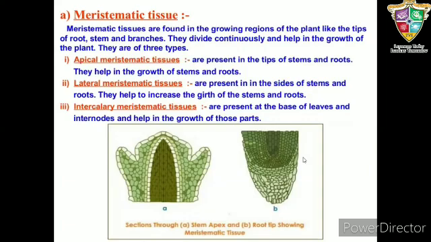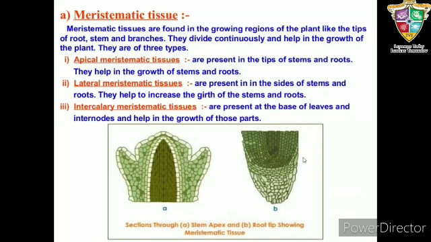Now, apical meristems are situated at the growing tips of stems and roots, that is, at the shoot and root apex. They are also found in the apices of the leaves. It brings about the elongation of root and stem. Hence, they increase the height of the plant, which is known as primary growth.